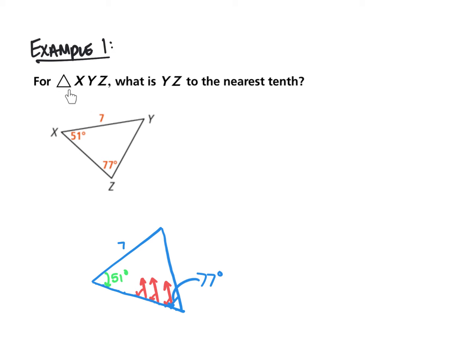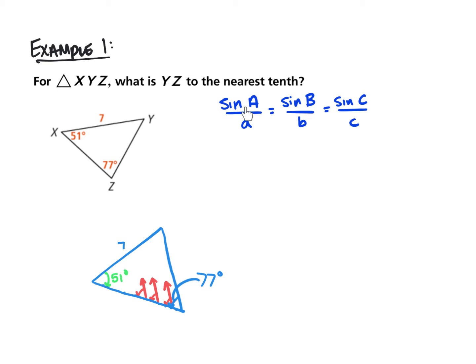And so what we're going to do in this first example is find this measurement right here. And to do that, we're going to use the law of sines. So the law of sines, if you remember, says that if I take the sine of angle A and I put it over the side length A, it equals the sine of angle B over the side length B, and it equals the sine of angle C over side length C.